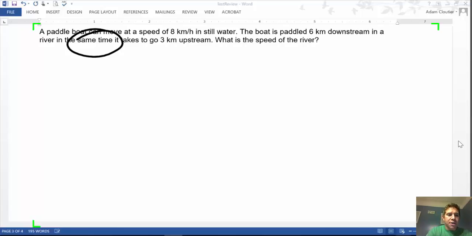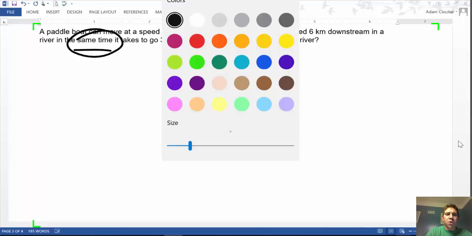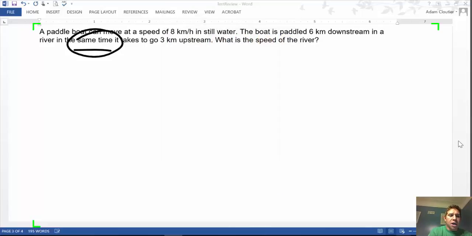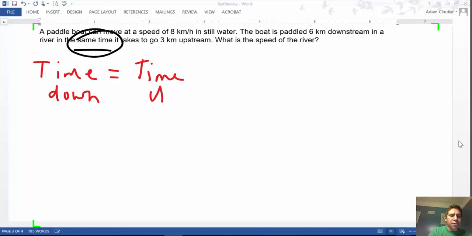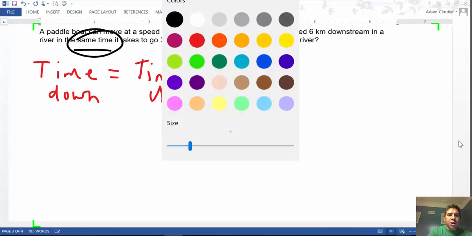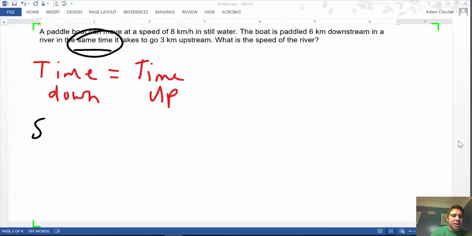So here's the hint. Same time, similar to a question we've recently done. Basically what we're going to do is say time to go downriver is going to be equal to the time to go upriver. And that spurs a question. What is time? Well, we learned previously that speed is equal to distance over time.